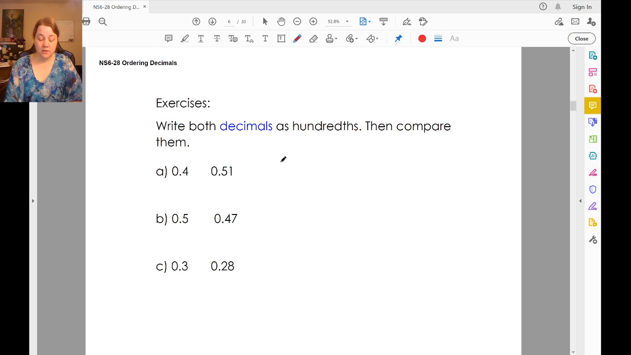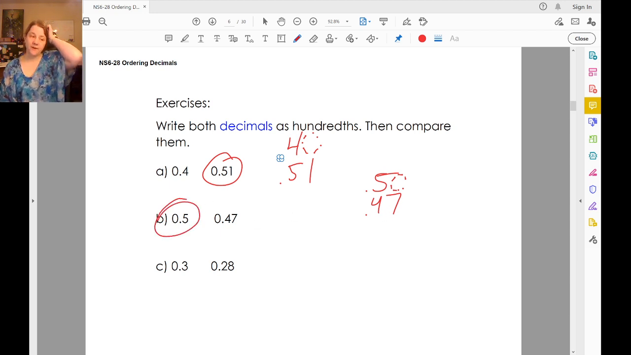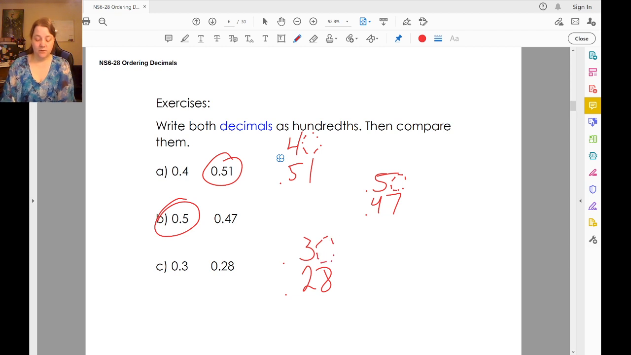Welcome back. So we have 0.4 compared to 0.51. We need a place value here, 40, 51. 51 is bigger. We have 0.5 compared to 0.47. Need a place value here, 50 is bigger than 47. So 5/10 is bigger than 47/100. 0.3, 0.28, missing a place value here. 30 is bigger than 28. 3/10 is bigger than 28/100.